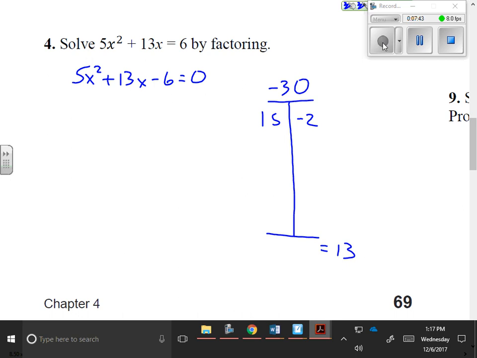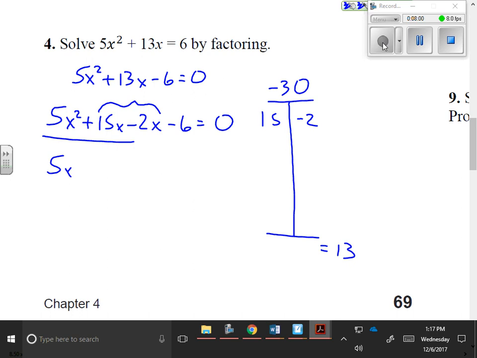So I'm going to take that B term, 5x squared plus 15x minus 2x minus 6 equals 0. I take the 13 and I break it up as a 15 and a negative 2. That way I can factor the first two, factor a 5x out of that. I'm left with x plus 3. And over here I bring down that sign. I'm going to take a 2 out, and I'm left with x plus 3 again, equals 0.